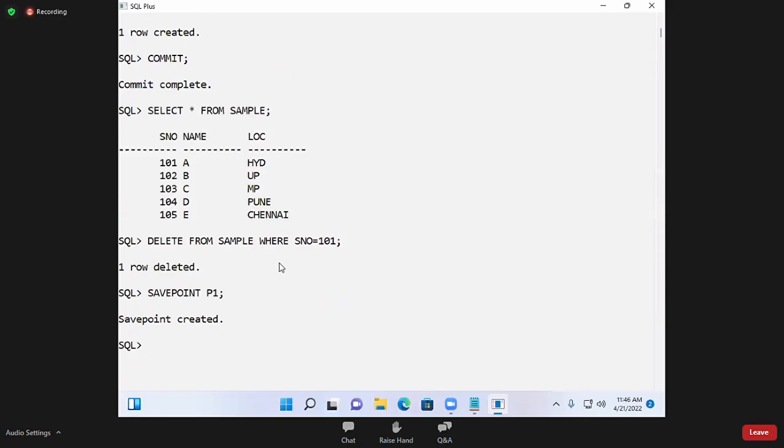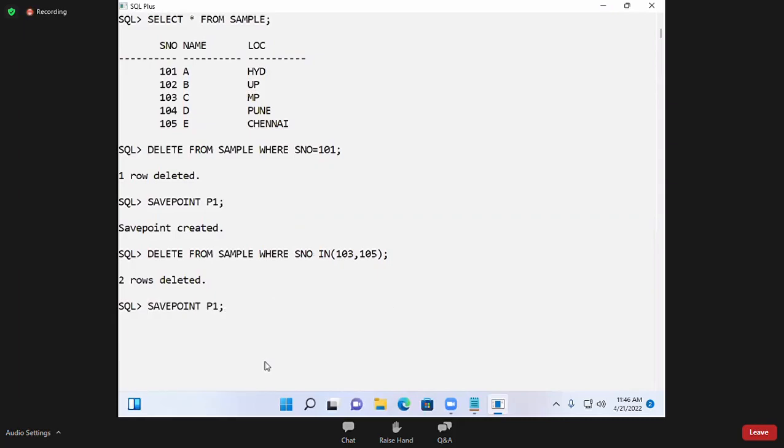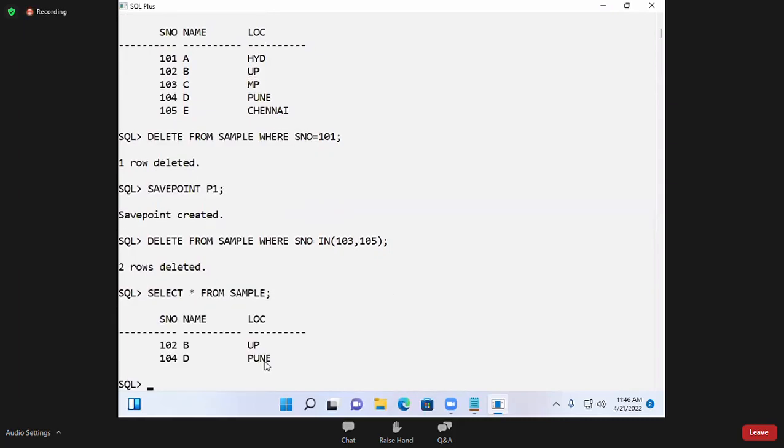In this pointer memory, suppose you need to save multiple rows. Multiple rows means which operator am I using? The IN operator. Which do I want? 103, 105. How many rows are deleted? 2 rows are deleted from your database memory and saved under where? In pointer P1. Then come back to your table. Yes, the remaining 102, 104 were left.